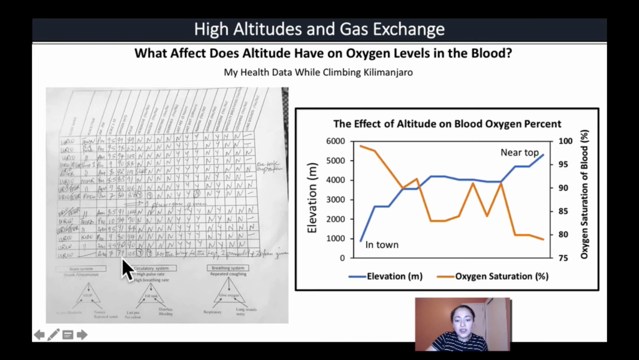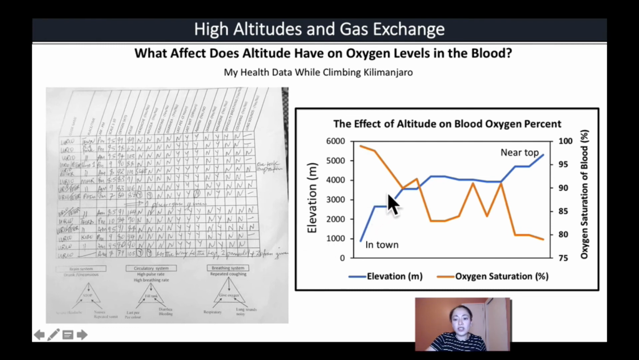I actually graphed it out because I was kind of curious how it was affecting my body. So this is showing the elevation in blue, shown by this axis here. And this is showing the change in my oxygen saturation level in my blood by this orange line here. So in town, the oxygen saturation in my blood was 100%. I think I was at like 99% when we were in town.